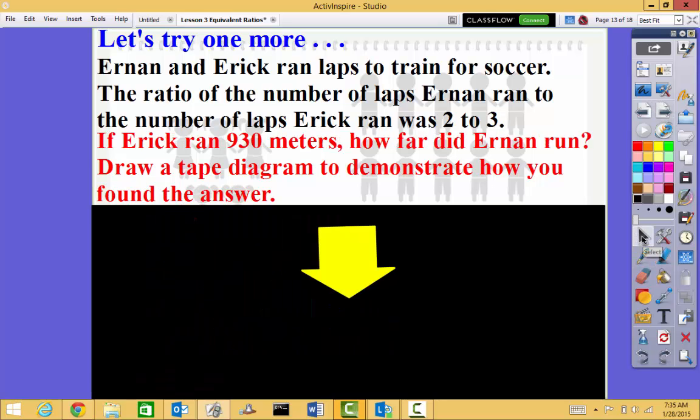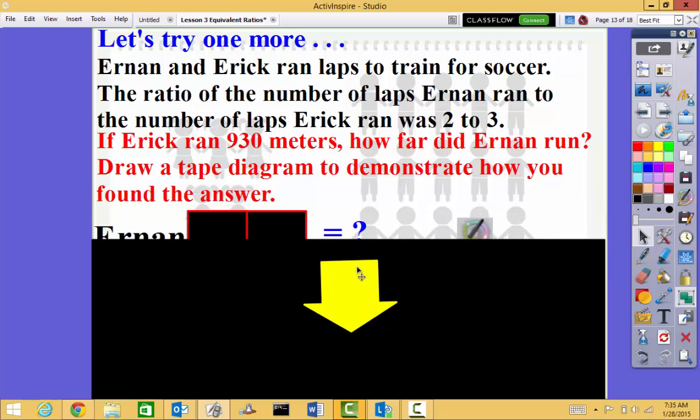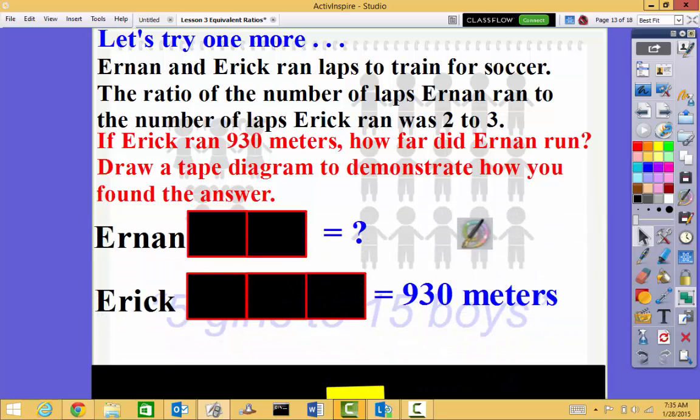Now I have this problem. What if Eric ran 930 meters? How far did Ernan run? Draw a tape diagram to show your understanding. Well, here I have this problem. I have this big number, 930 for Eric. How big is each square?